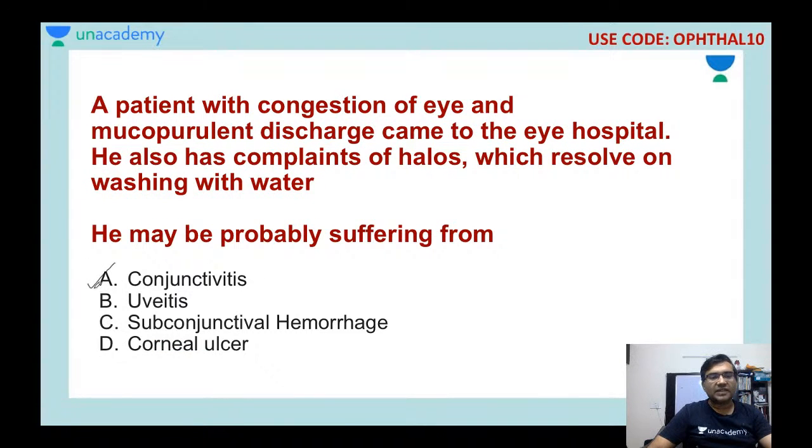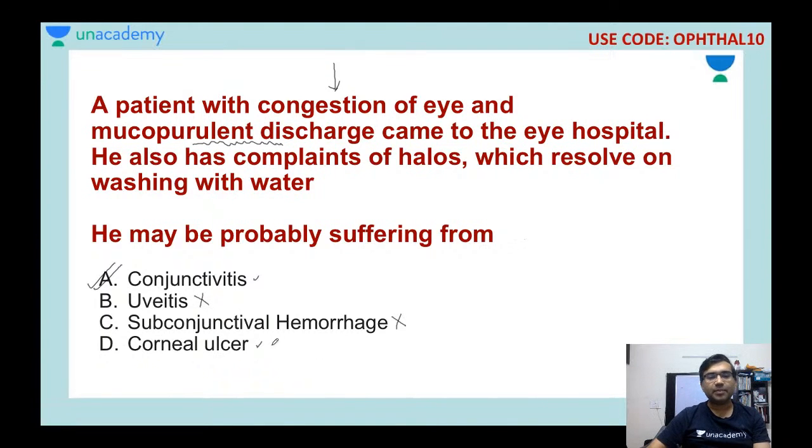Okay, so the answer here is conjunctivitis. Now conjunctivitis, uveitis, subconjunctival hemorrhage and corneal ulcer all can be the differential diagnosis of the red eye. Now here there is a mucopurulent discharge. Let's see all the signs one by one. So mucopurulent discharge, can it occur in the uveitis? The answer is no. Mucopurulent discharge, can it come in a subconjunctival hemorrhage? The answer is no. Can it come in the corneal ulcer? Yes, it can happen in the corneal ulcer or it can happen in the conjunctivitis.